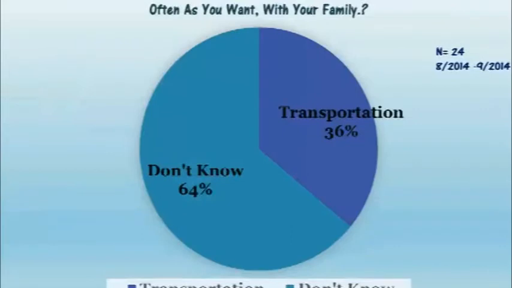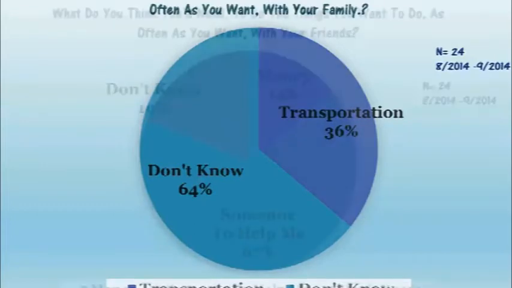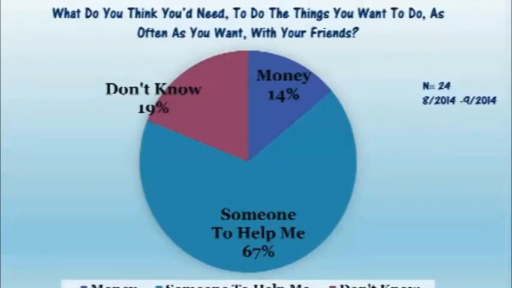What do you think you need to do the things you want to do as often as you want with your family? Supporters needed to do things with family. 36% felt that they needed transportation. 64% didn't know. What do you think you need to do the things you want to do as often as you want with your friends? 14% felt they needed money. 19% didn't know. And 67% felt that they needed someone to help them.